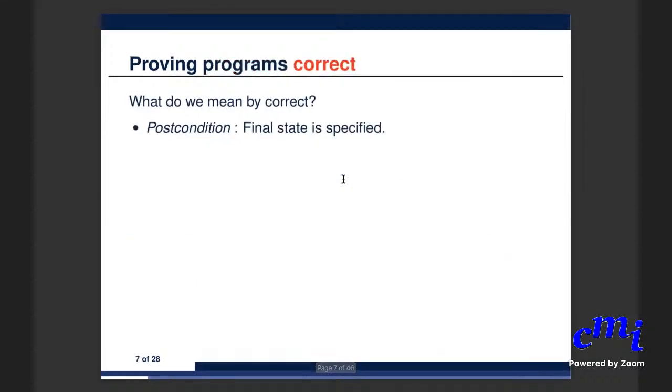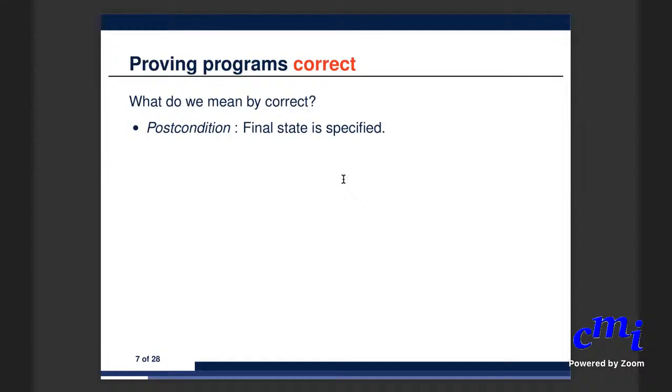So I will first introduce this notion. Even before we start discussing proving programs correct, what do we mean by proving correct? Usually the correctness of a program is defined relative to some specification, which is supposed to capture its expected behavior.